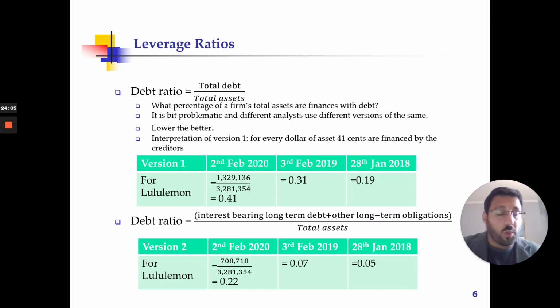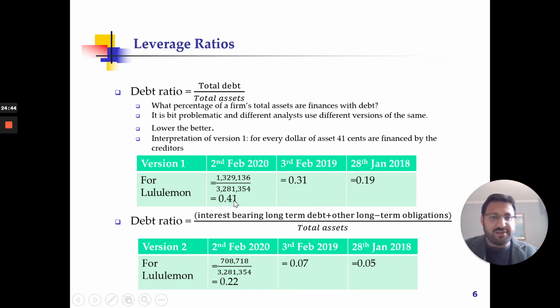So this is one thing. But this ratio, as simple as it seems, is not that simple. Many analysts use different versions of it. For example, a few analysts simply subtract total equity from total assets, and thus have only total debt, both total current liabilities plus total long-term liabilities, and then divide it by the assets. If I go with that version, I can see that for Lululemon, 41% of the total assets are financed by creditors, both long-term and short-term creditors.